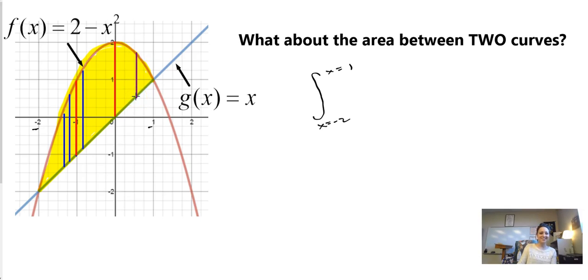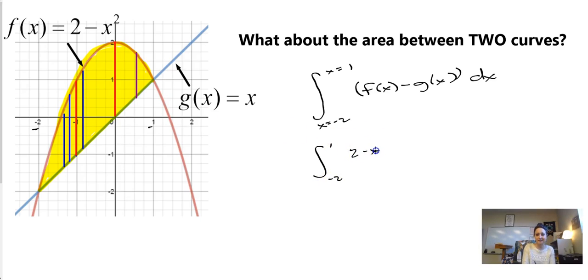the blue function, right? So how I can write this in an integral is I want to sum up an infinite number of rectangles. So I'm taking the sum again from -2 to 1 of the top function, which the red was f of x, minus the bottom function, which was g of x, okay? That's what's going to give me the height each time, right? And then times that teeny tiny width or base of dx, all right?